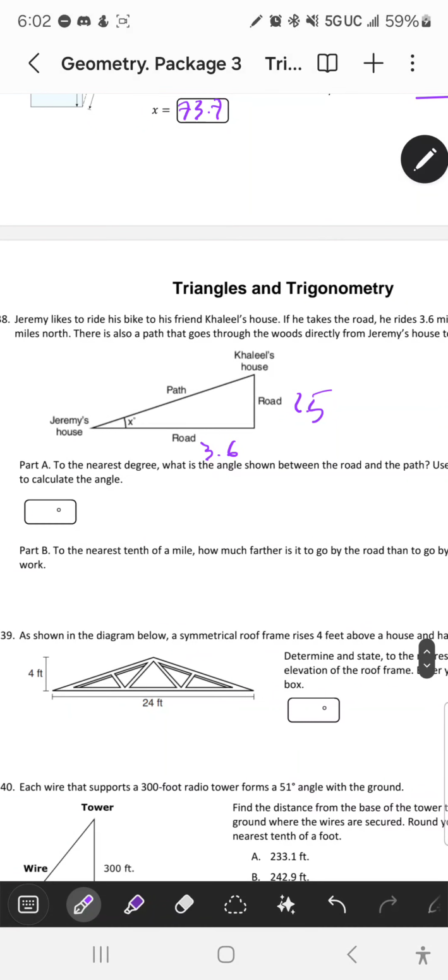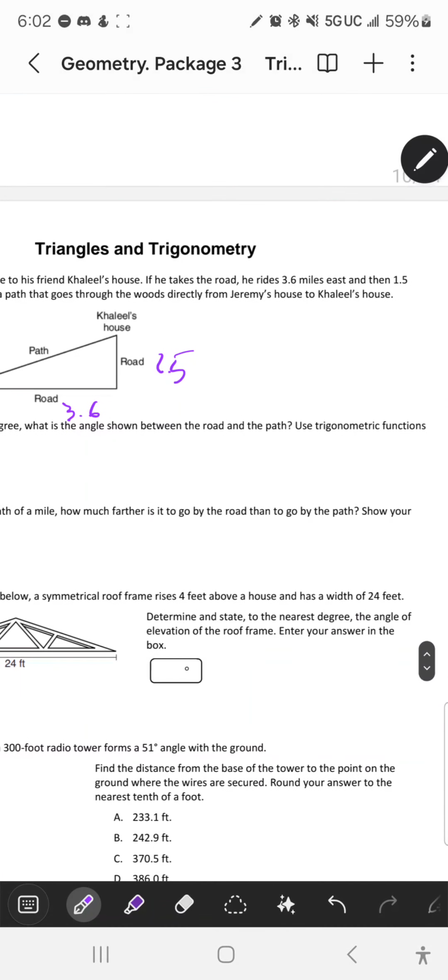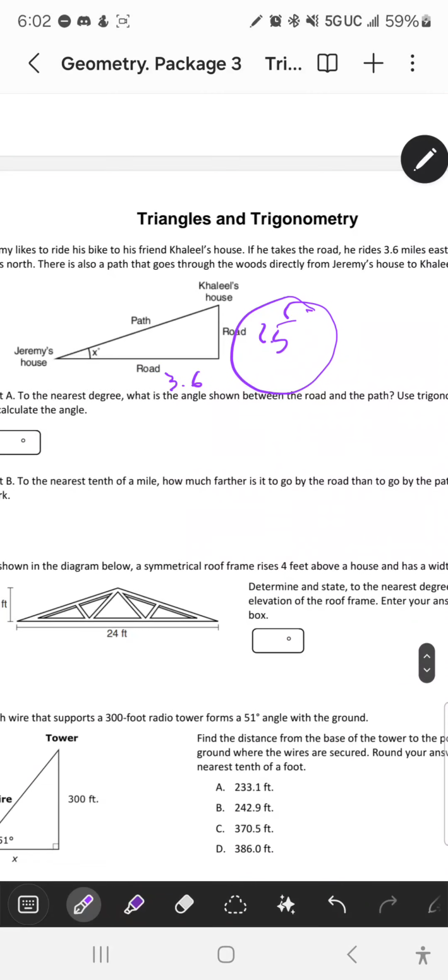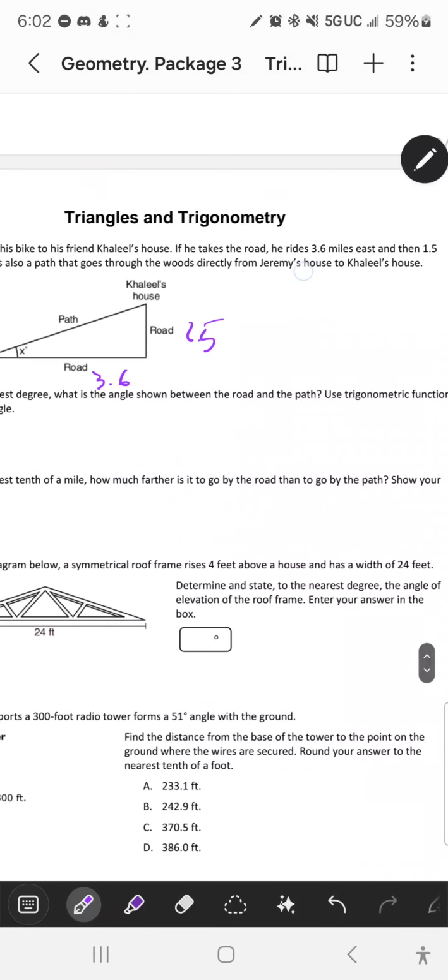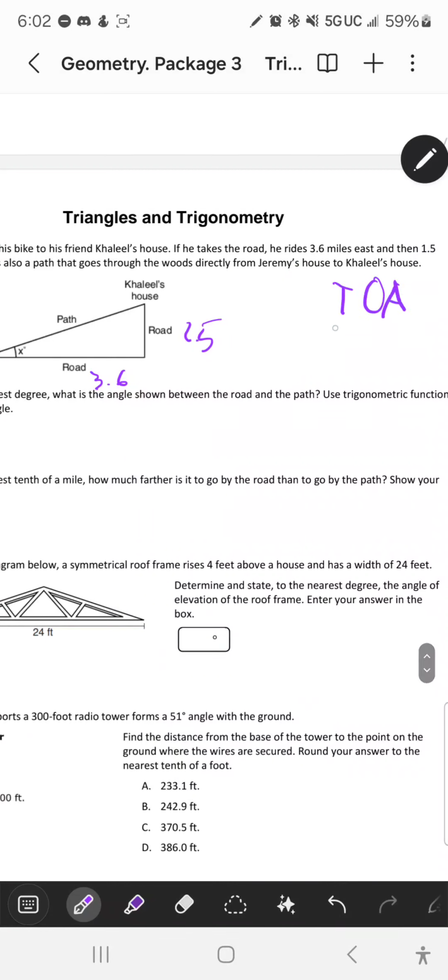Okay, for this we just use SOHCAHTOA. Here we have the opposite and the adjacent. The opposite is the one opposite to the angle, the adjacent is the one right next to the angle, and it's not the big, long line, because the long one is the hypotenuse. So we don't want that. We have opposite and adjacent, and we know the TOA: tangent of the angle is equal to the opposite over the adjacent.